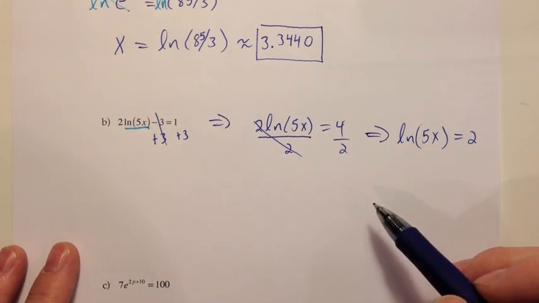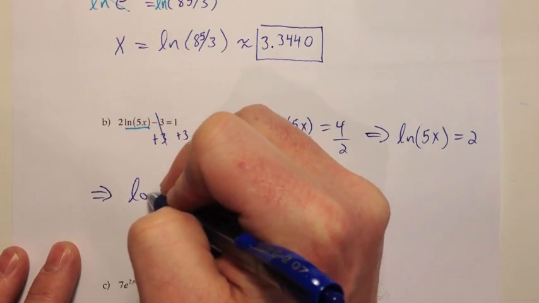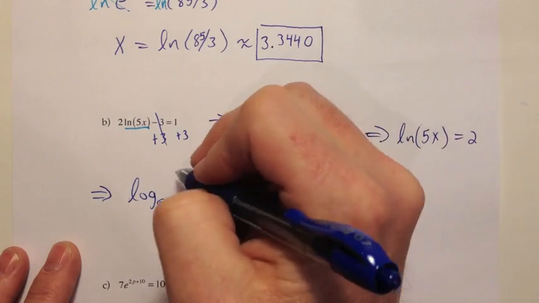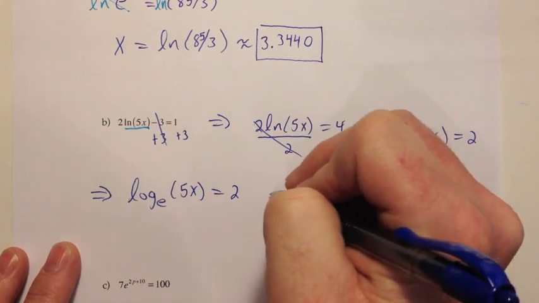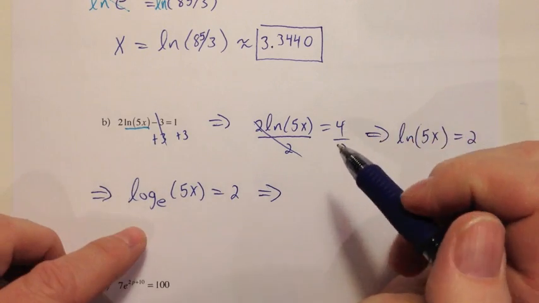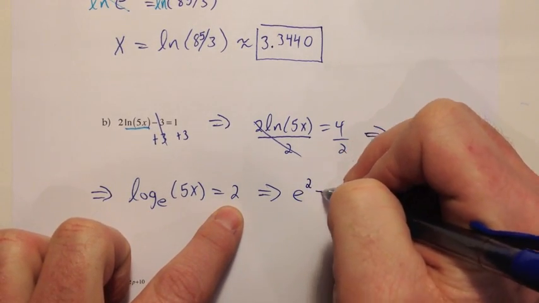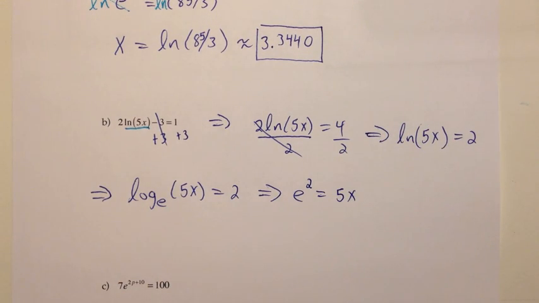So what I'm going to do is switch over to exponential form. I think that might be a little easier if I can see the base. So I'm just going to write this out as log base e, which means the same thing as natural log of 5x equals 2. And then I'm going to switch this to exponential form by saying the base of the log raised to the other side of the equation equals the inside of the logarithm. So it looks like 5x is equal to e squared, and that's great progress, but we're not trying to figure out what 5x is, we're trying to figure out what x is.